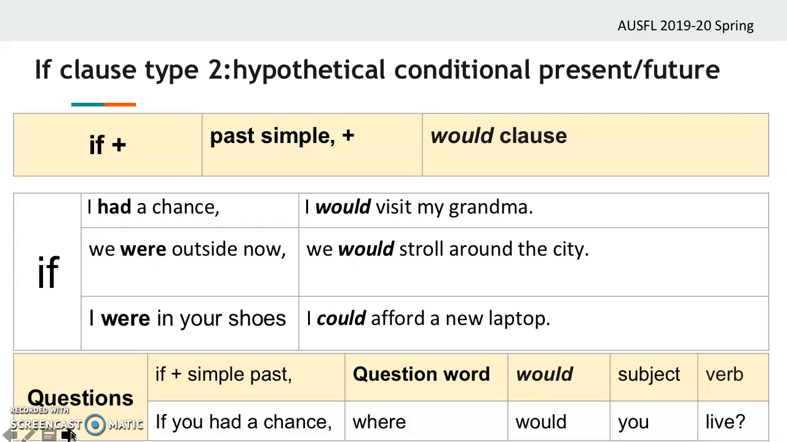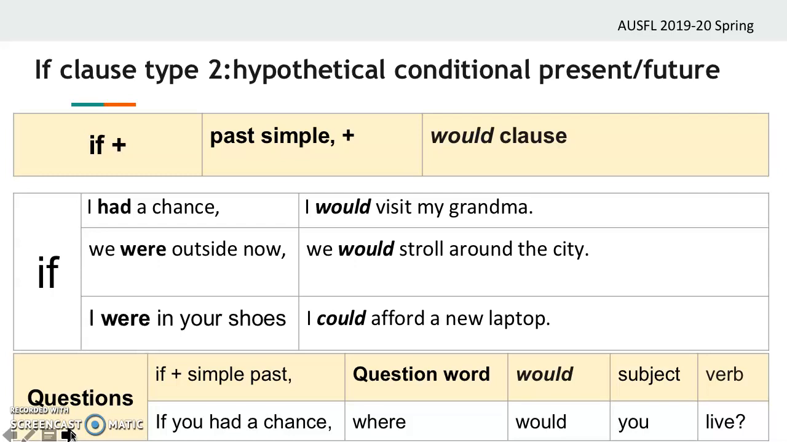Let's have a look at a few examples. If I had a chance, comma, I would visit my grandma. Which means I cannot see my grandma at the moment because she's isolated, all right? Or if we were outside now, I cannot go out, we would stroll around the city. Okay, or if I were in your shoes, which means if I were in your position, I could afford a new laptop, but actually I don't have enough money. So it's about an imaginary, unreal situation.